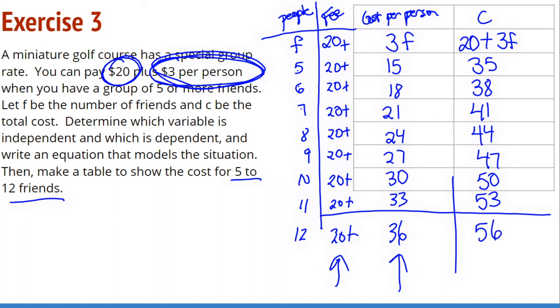And there is the cost for 5 to 12 friends. If I take 5 friends, I have to pay $20 plus $15 because it's $3 for each of the 5 people for a total price of $35.